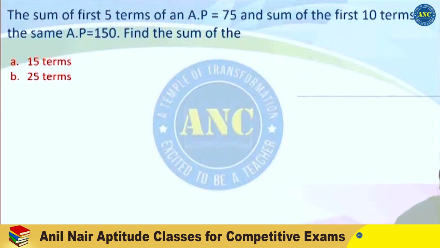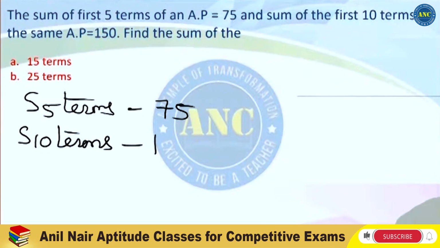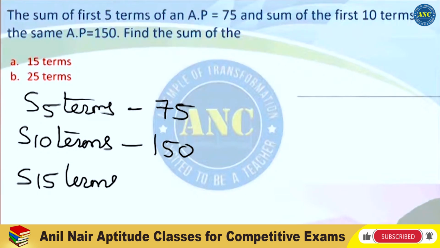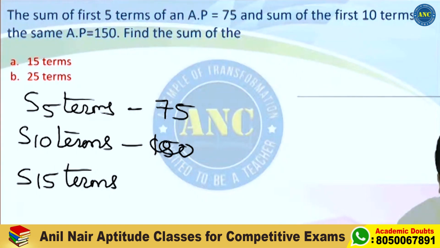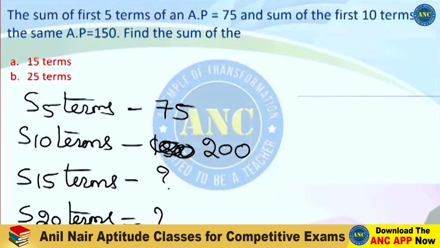Now see here. Sum of 5 terms in an AP is 75. Sum of 10 terms in an AP is 150. Sum of 15 terms in an AP, we will take it as 200. Otherwise, this question is 2 seconds. Find the sum of 15 terms and the sum of 20 terms. See here, 5 terms it is 75, 10 terms it is 200.